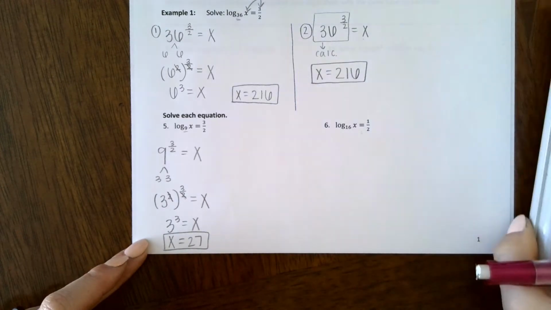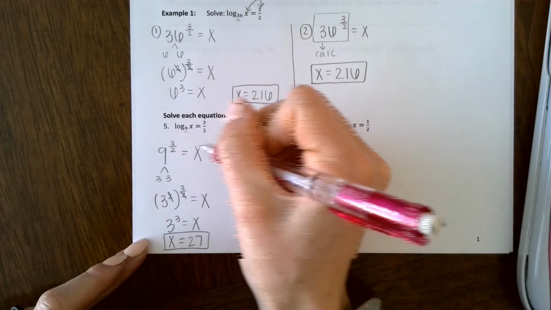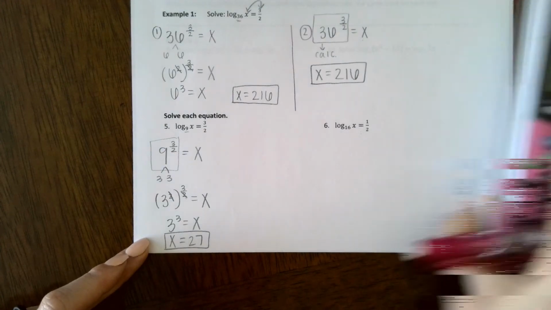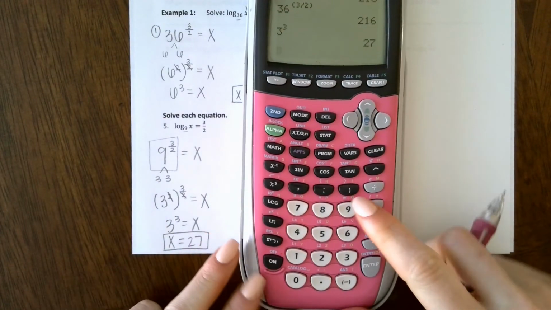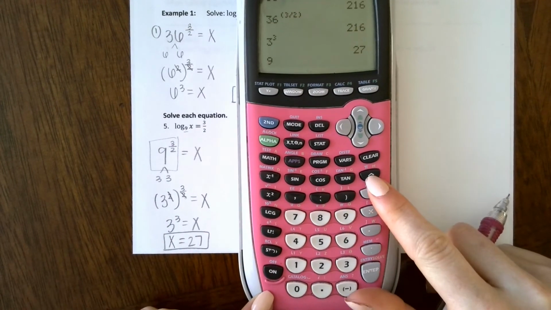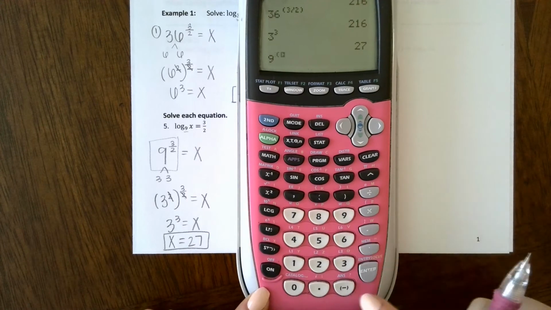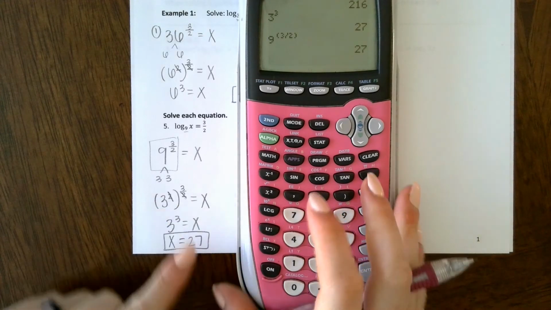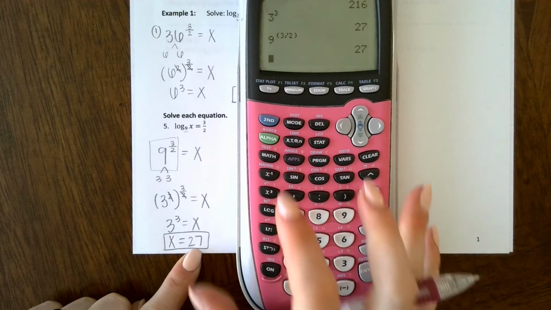If you wanted to save some time and use your calculator, after this step you could plug in 9 to the 3/2 in your calculator. I'm going to show you that again: 9, exponent, parenthesis 3 divided by 2, and it still gives me 27.